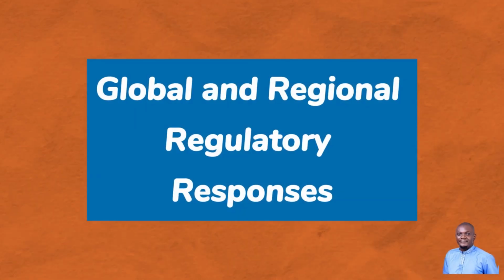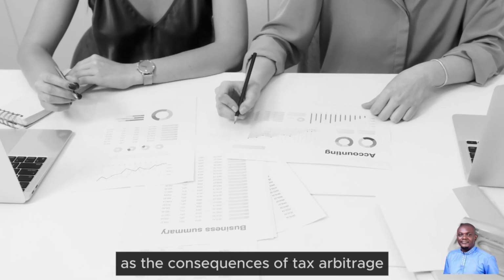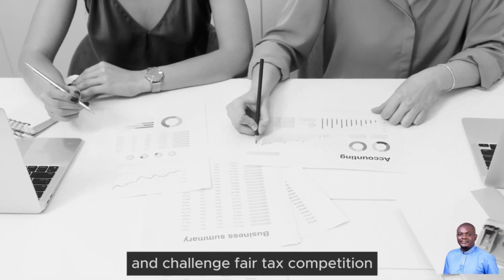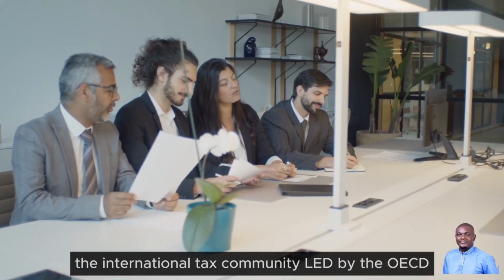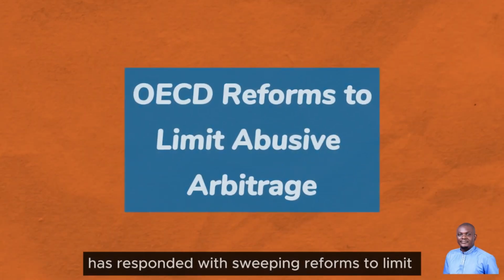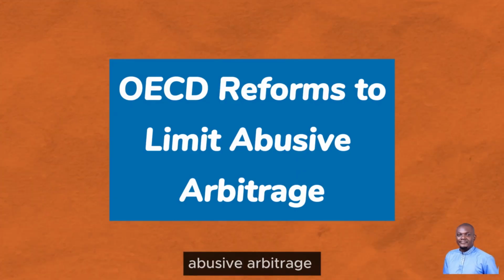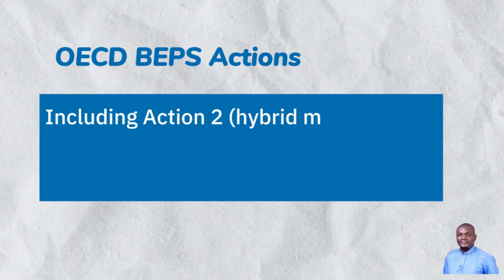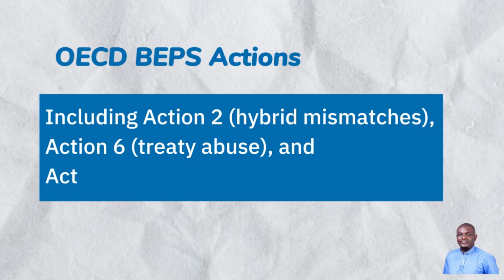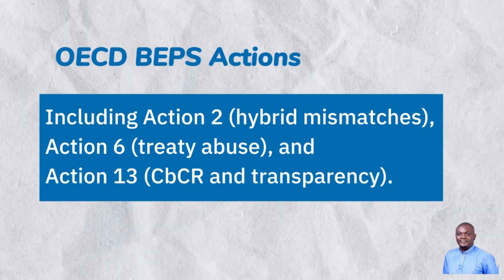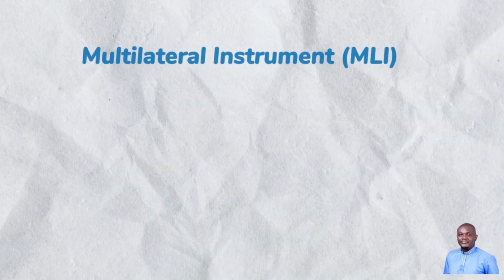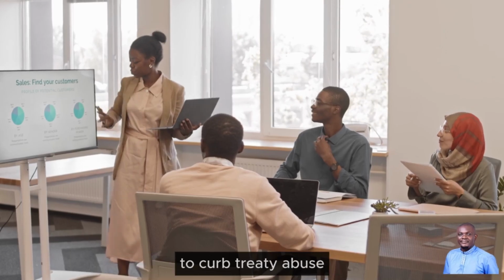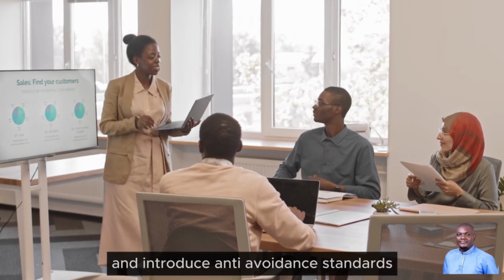Global and regional regulatory responses. As the consequences of tax arbitrage continue to strain public finances and challenge fair tax competition, the international tax community, led by the OECD, has responded with sweeping reforms to limit abusive arbitrage. These include OECD BEPS actions, including Action 2, Hybrid Mismatches, Action 6, Treaty Abuse, and Action 13, Country-by-Country Reporting and Transparency. Multilateral instruments. This enables quick amendment of multiple tax treaties to curb treaty abuse and introduce anti-avoidance standards.